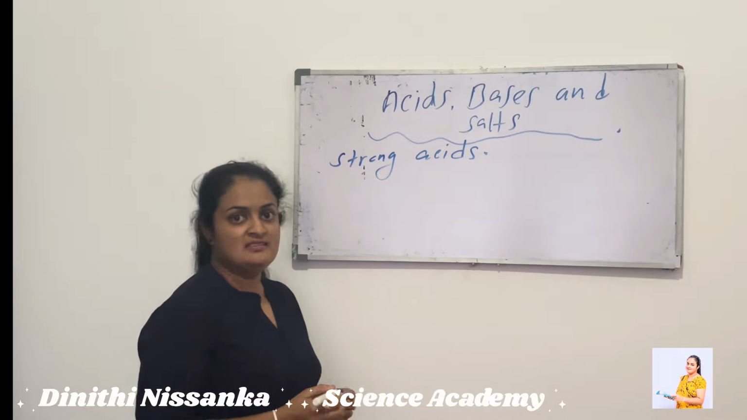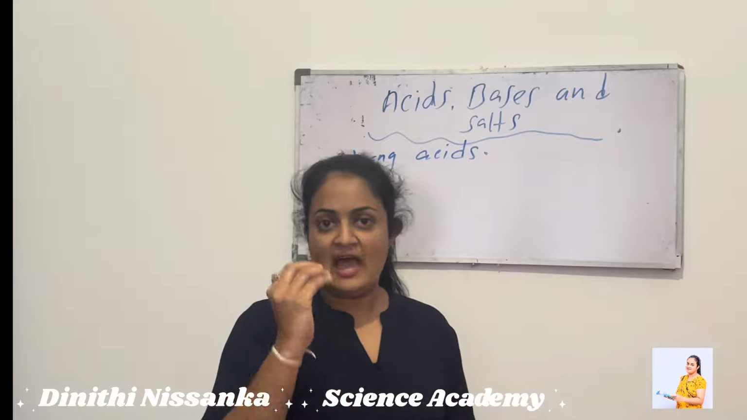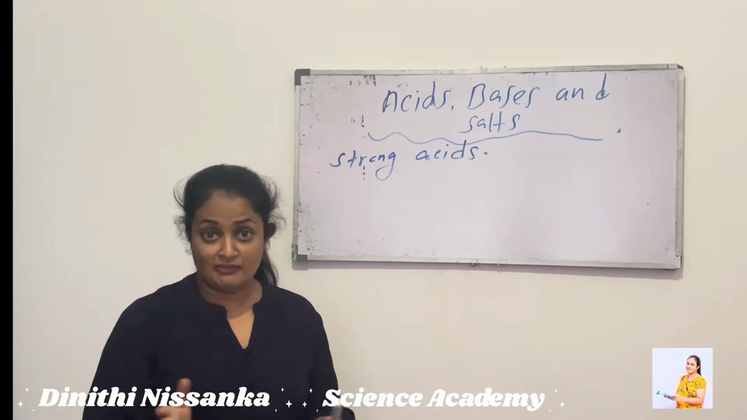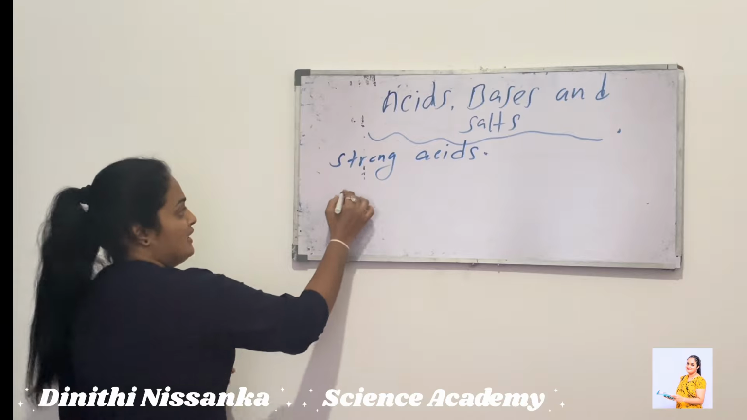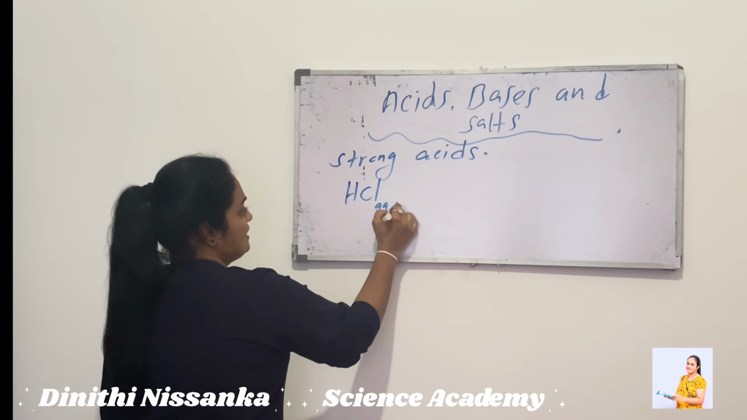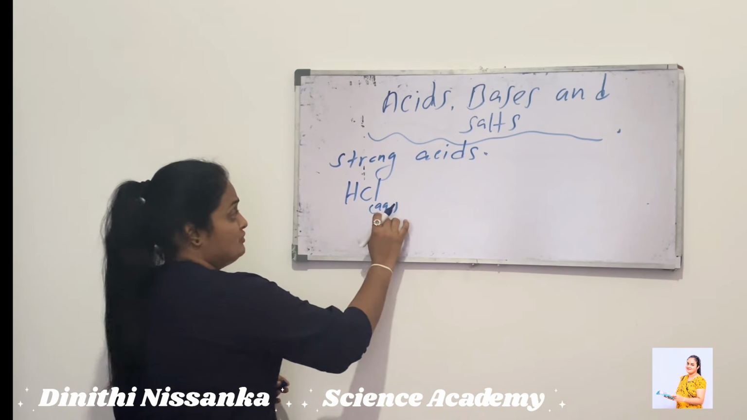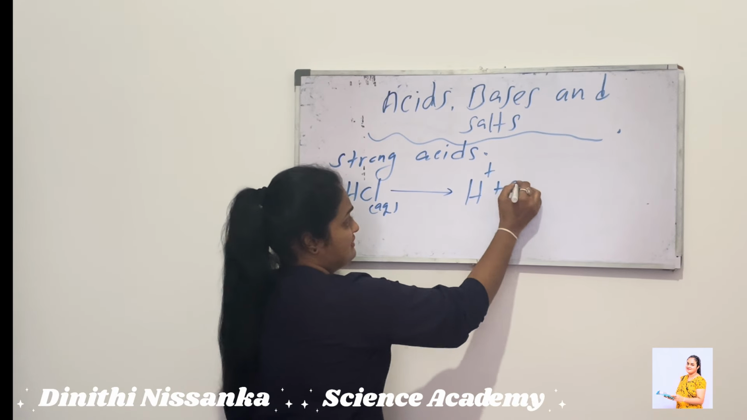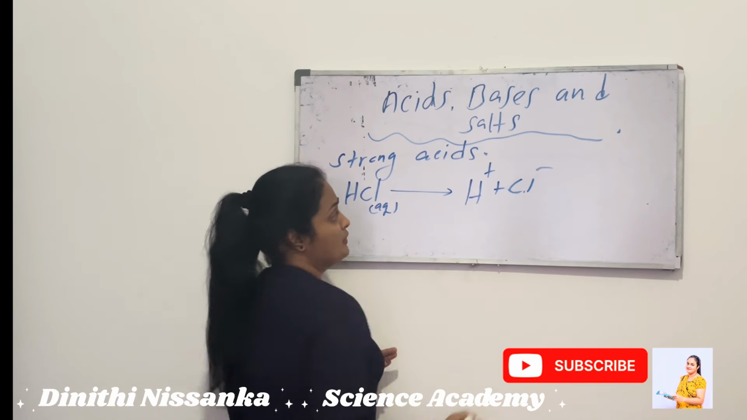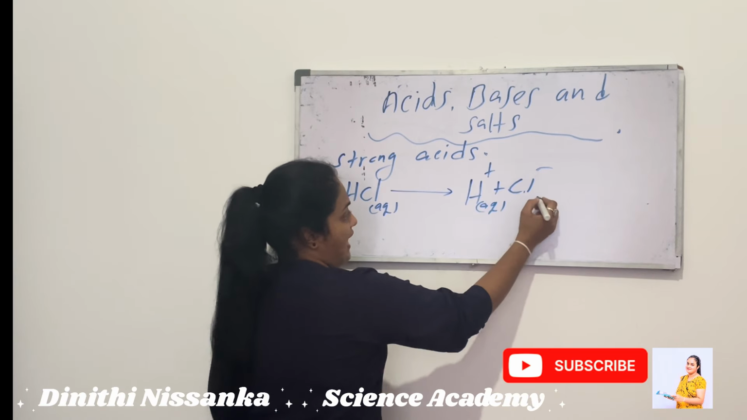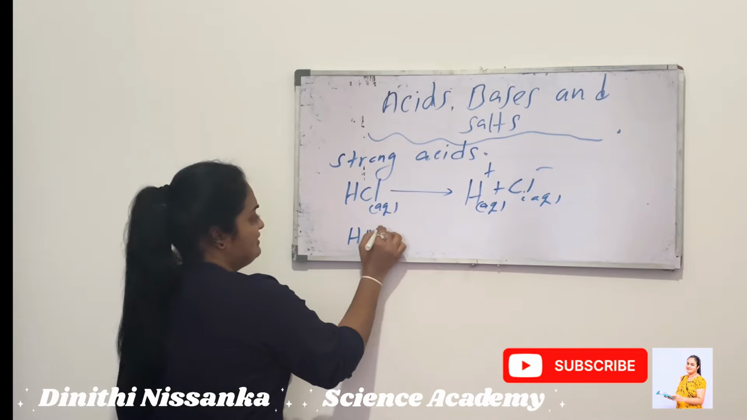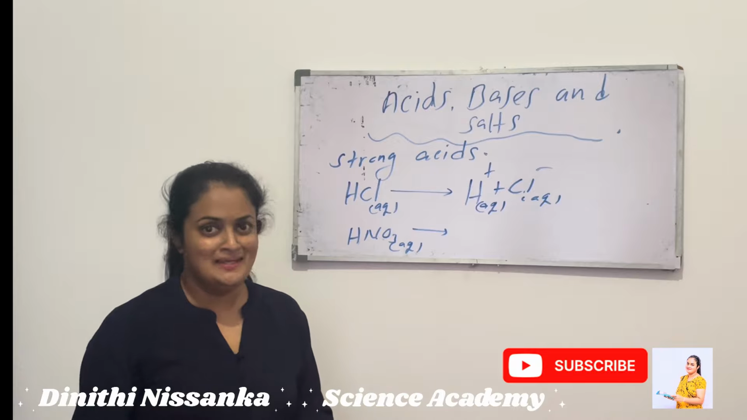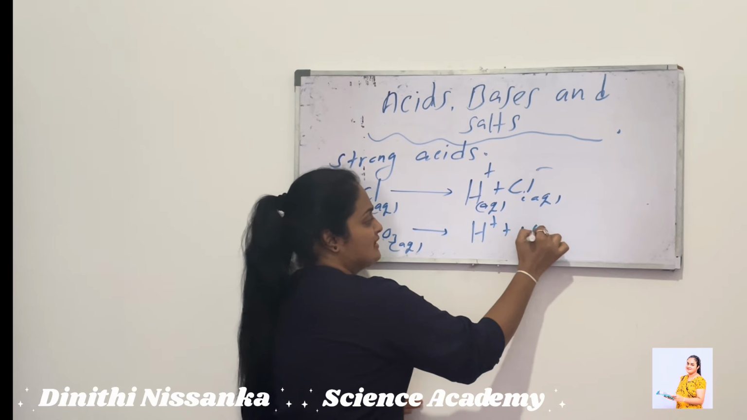Right. Strong acids are chemical substances that can completely ionize in the aqueous medium and release the hydrogen ion. For example, HCl, hydrochloric acid, is a strong acid, right? In the aqueous medium, it completely dissociates into hydrogen ions and corresponding negative ions. Nitric acid is also a strong acid that completely dissociates in the aqueous medium and releases H plus ion and the corresponding negative ion.